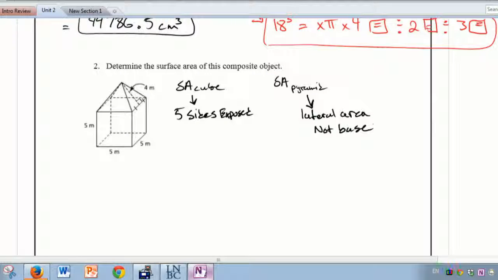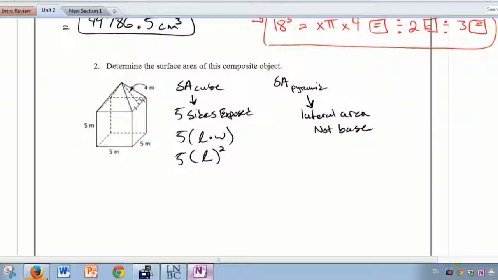So if I think about the surface area, of my cube, what do I have? Well, I have 5 sides, and the area of one side is going to be length times width. But in this case, they're the same thing. So I could just call it 5 times the length squared if I wanted. That would give me my 5 sides.